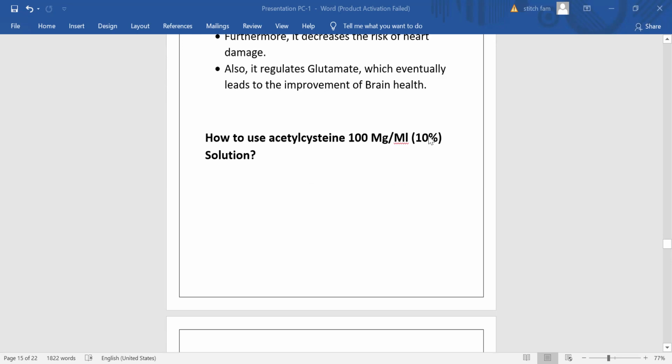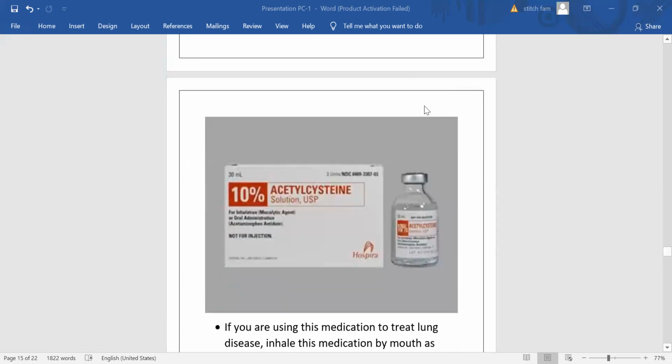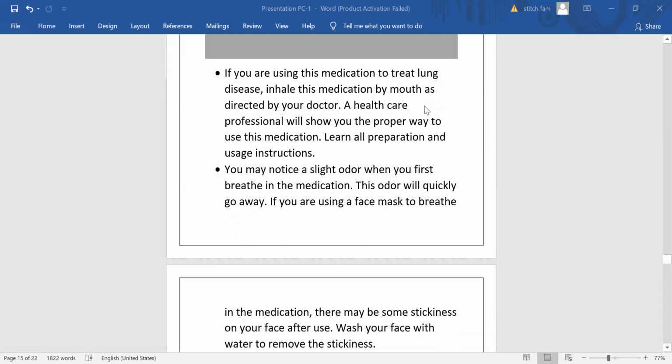How to use the acetylcysteine solution? If you are using this medication to treat lung disease, inhale this medication by mouth as directed by your doctor. A healthcare professional will show you the proper way to use this medication. Learn all preparation and usage instructions.